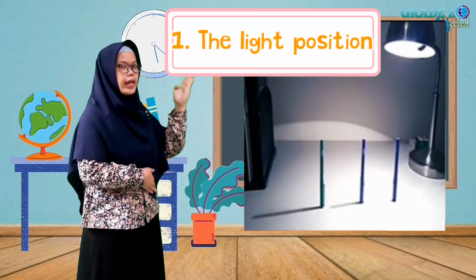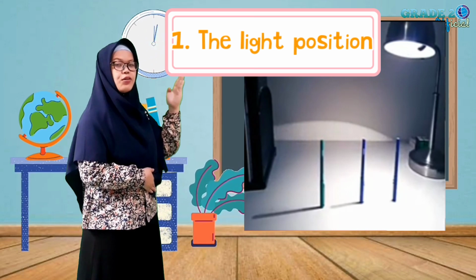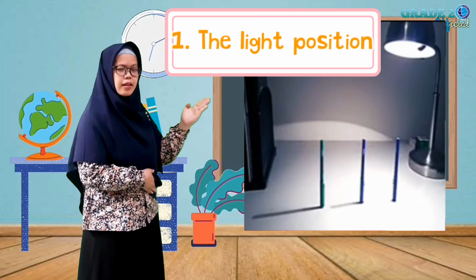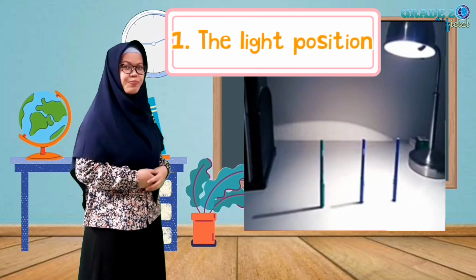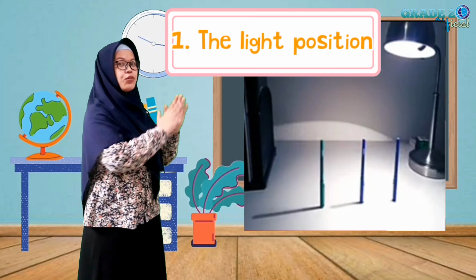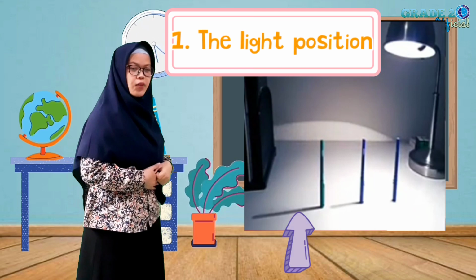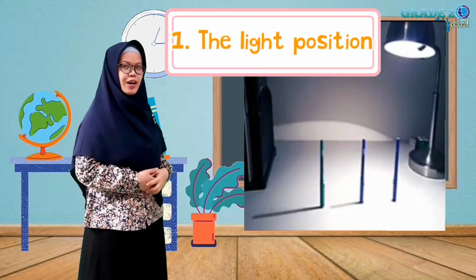While the pen in the middle is slightly further from the light, it has a short shadow. And the pen that is far from the light has a longer shadow.